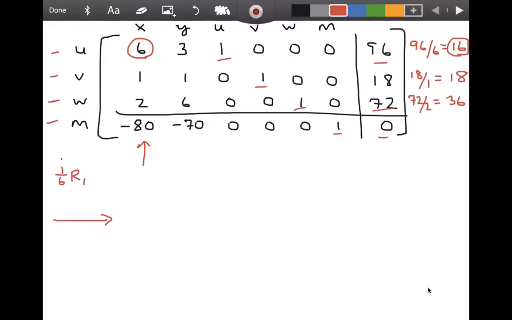All right, multiplying row 1 by 1/6. I get 1. 3 divided by 6 is 1/2. 1 divided by 6 is 1/6. 0, 0, 0. And then 96 divided by 6 is 16. Okay. All right, now at the same time, I am going to get zeros in the other 3 rows.